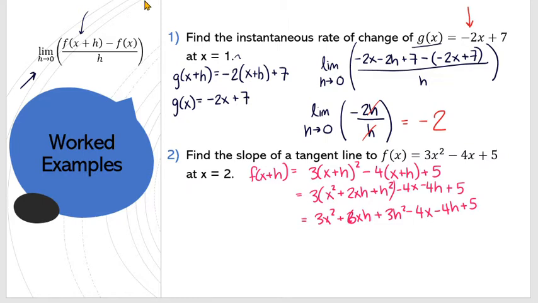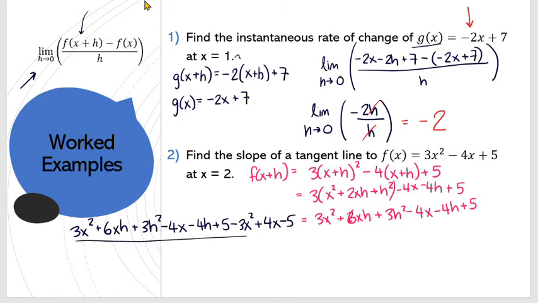I'm going to write it in this color now. 3x squared plus 6xh plus 3h squared minus 4x minus 4h plus 5. And we need to subtract f of x. So change the signs of everything there. Minus 3x squared plus 4x minus 5. All of this is going to be over h from our formula, and we're thinking about the limit as h approaches 0. Okay, this looks terrible, but notice what's happening.